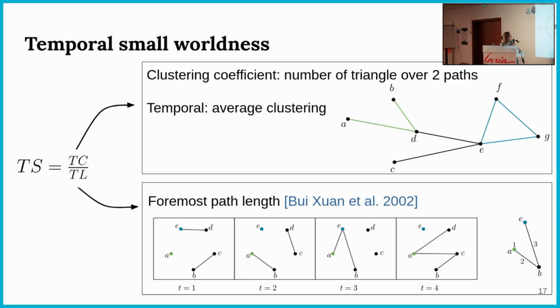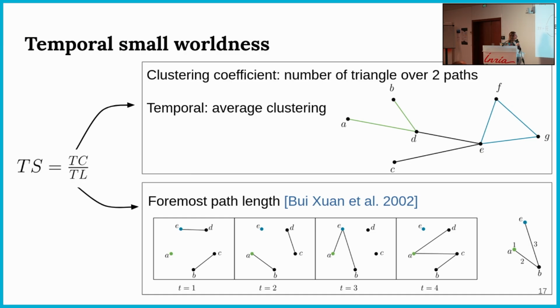path length. We first consider the static clustering coefficient, which is the number of triangles over two-paths. In other words, we can say that it is how much the neighbors of a node are connected. And for the temporal case, we took the average of the clustering coefficient computed within each snapshot of the graph.